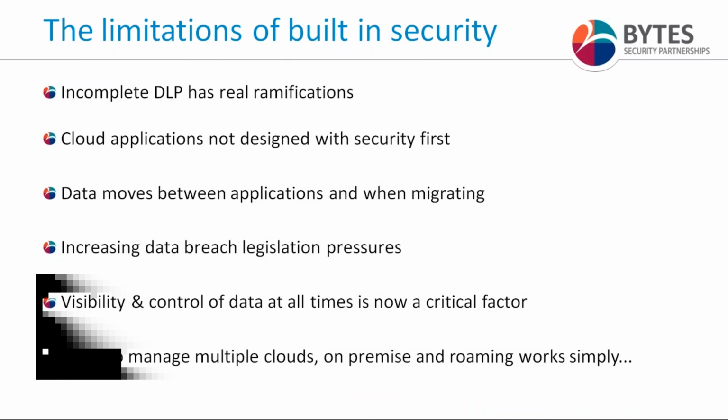So what are we talking about today? So Office 365 is a massively popular tool. It's got fantastic productivity enhancements, and lots of companies are seeking to move their email to the cloud for those reasons. But there are limitations with the built-in security there. And running cloud-based applications with incomplete DLP has ramifications on the actual security of that data in the cloud. Data doesn't stay just in the cloud. It moves between cloud applications. It moves when you migrate to the cloud.